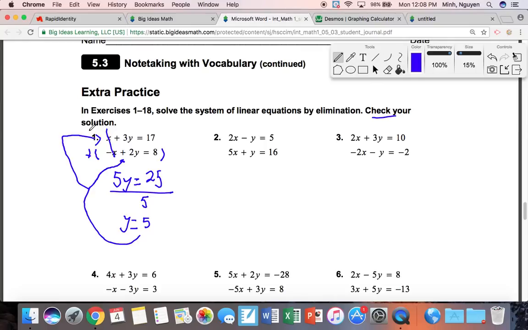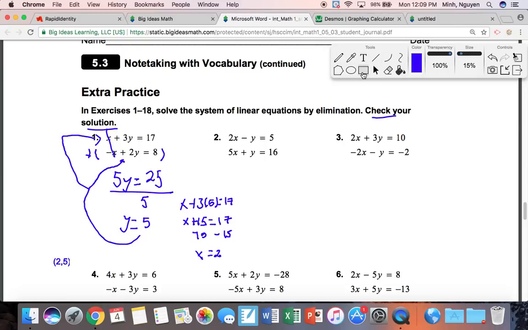Check your solution. Since this is the first one, I will go all the way through. X plus 3 times 5 equals 17. I will not be doing this for all of them because it's time consuming and you need to practice. I just need to show you. So minus 15, x equals 2. So my answer here is 2, 5.